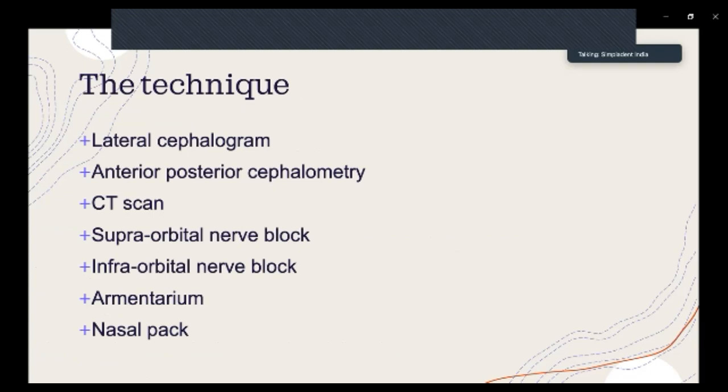So the technique, if you want to place a glabellar implant: the lateral cephalometry has to be done, anterior posterior cephalometry has to be done, facial CT scan to be done, supraorbital nerve block, infraorbital nerve block, all these things have to be done. And you should carry the nasal packs also. Sometimes if nasal bleeding is there, nasal packs are very, very important to control the immediate complication.